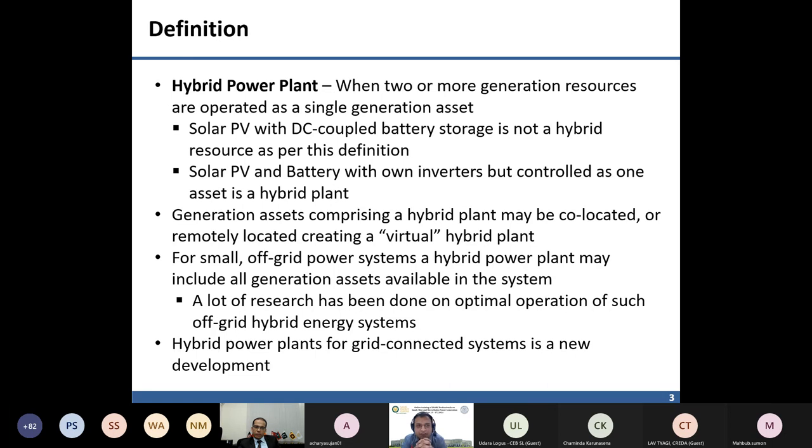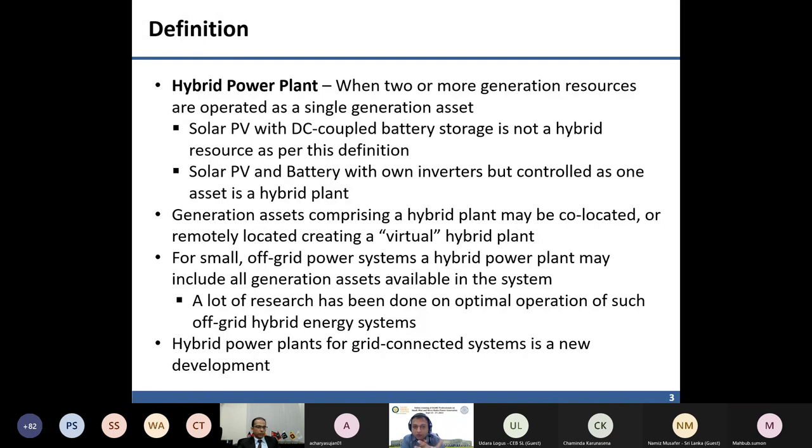If we talk about the definition of a hybrid power plant, it is very simple. Whenever you have two or more generation resources that are operated as a single asset, that's when you can call it a hybrid resource or a hybrid power plant. The important thing to remember here is that we are talking about two or more generation resources, each of which is capable of being operated as an independent generation resource.